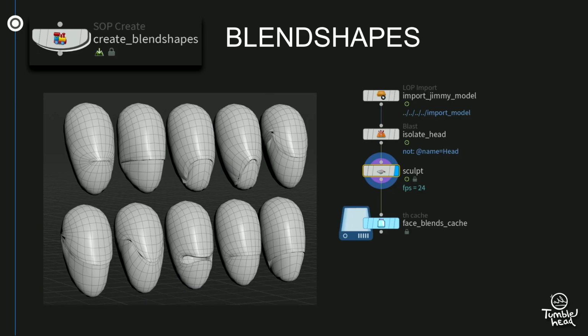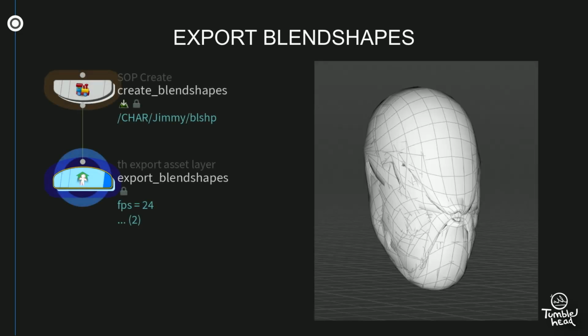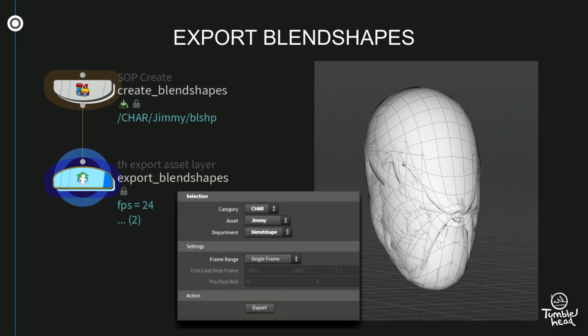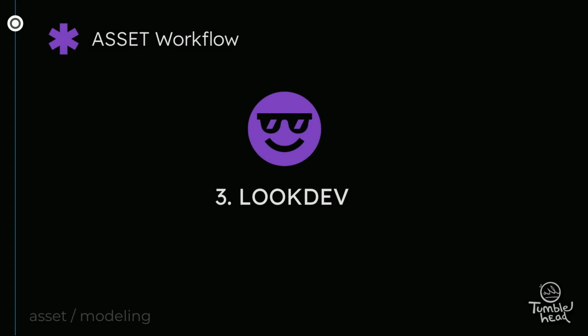In the end, we put a cache on, and then we export. This is what it looks like when it goes out of the subcreate. And you hit export. And you're on to the next thing.